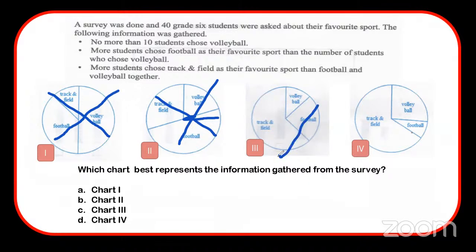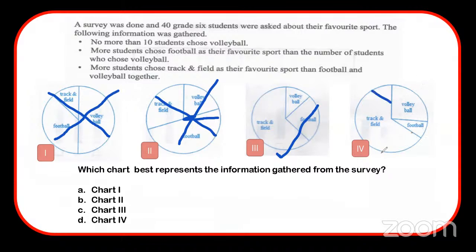Let's still look at chart 4. Well, track and field is there, more than football and volleyball together, but let's look. Volleyball is certainly more than football, which is an X at point 2. So this one will not work either.